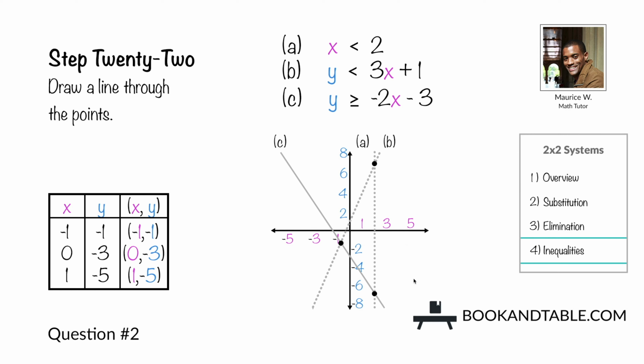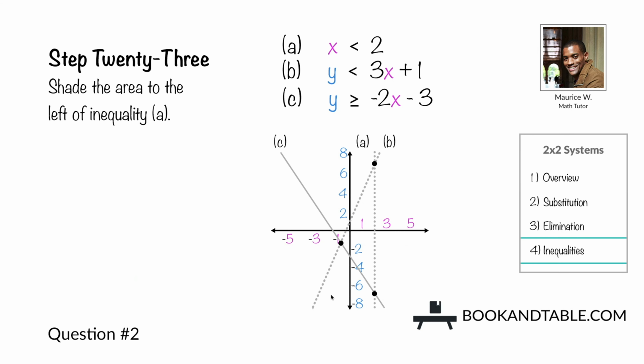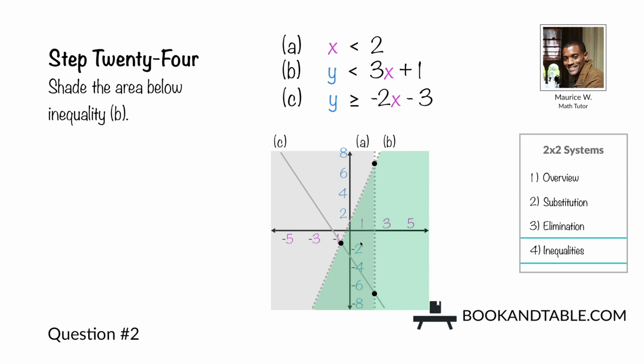And now we can begin shading in the areas. So step 23, shade the area to the left of inequality A. The solutions are less than 2, so less than goes to the left. And now for B, shade the area below inequality B since it's less than. So you go to B and you shade in the points below that line. So we see A and B overlap here.